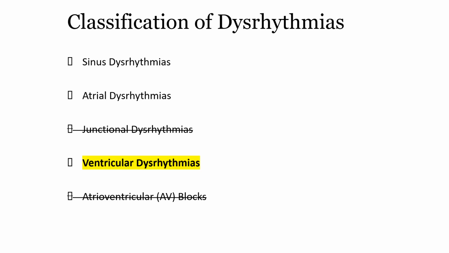So the classification of dysrhythmias for this video, we're looking at ventricular dysrhythmias. They're classified by, one, the site of origin, so where they're located down in the ventricles, and two, how it affects the heart's rate and rhythm. These can be benign or life-threatening. Those that are life-threatening are usually due to decreased cardiac output or tissue perfusion.